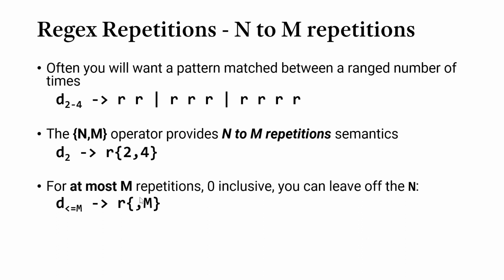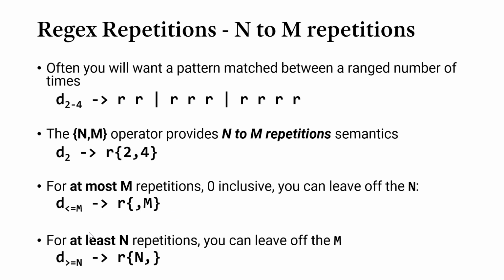We can leave one of these numbers out to say at most M repetitions. This would be 0 inclusive. So this is like the Kleene star, but only up to a certain number of repetitions. So this would match against 0 repetitions. We can say at least N repetitions. So we could say R N times or more if we leave off the upper bound here.